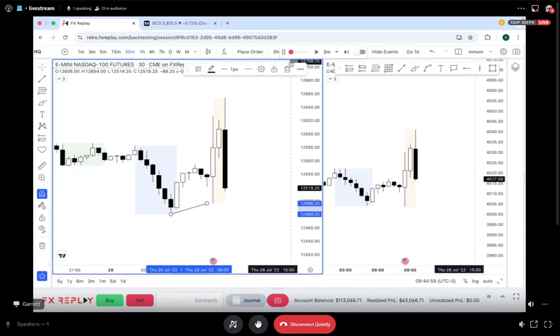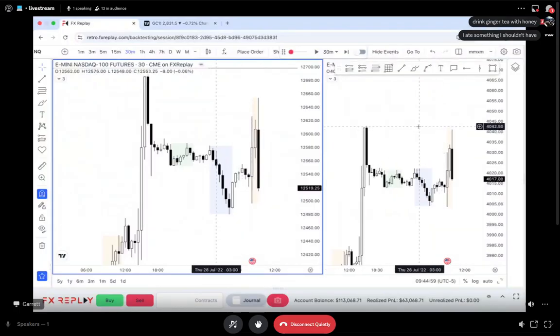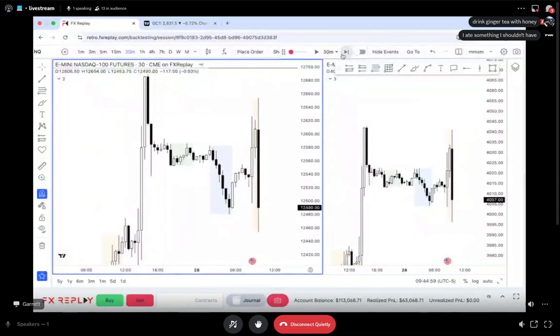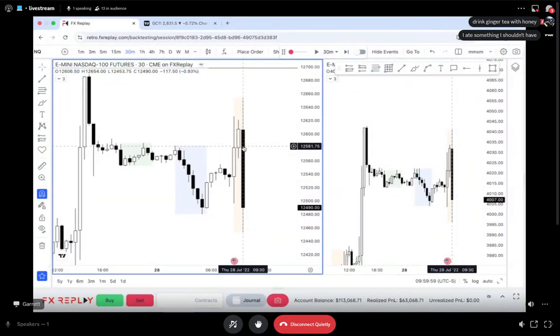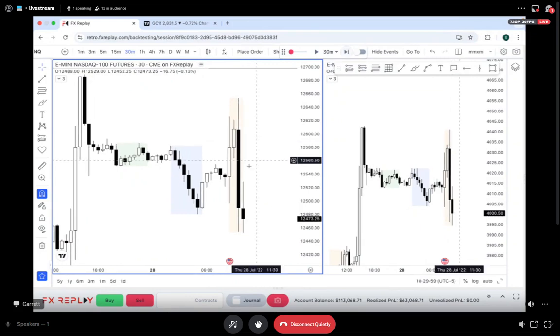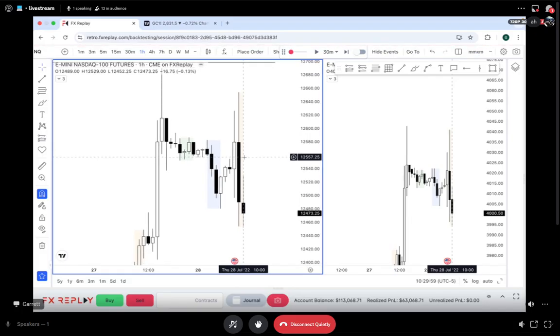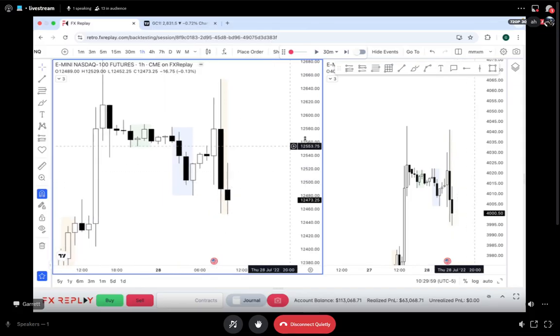I don't like that reaction though, to be honest. I don't know why we're reversing. I know we don't have SMT either. We should still go higher. I don't think I'm gonna long this, bro, or short this. See the next candle here. I don't know about this, chief.